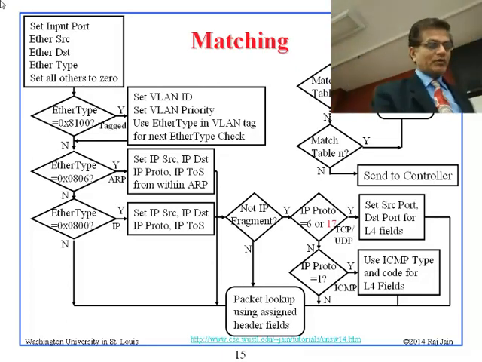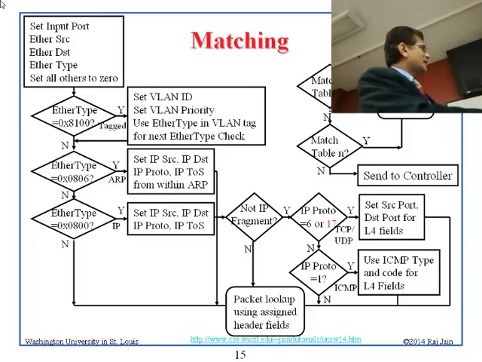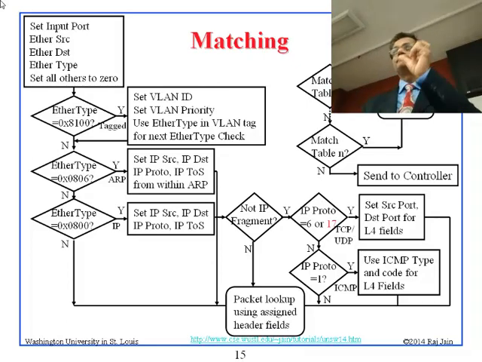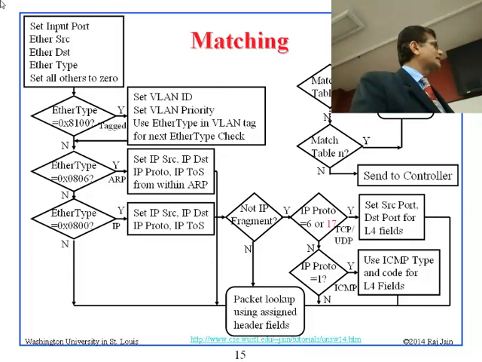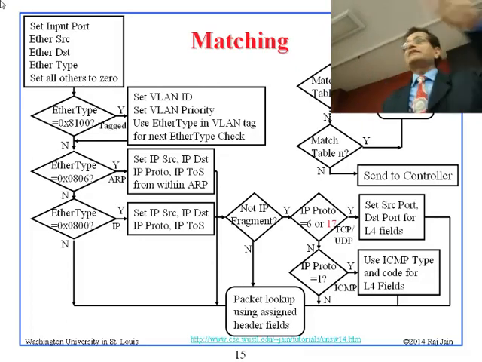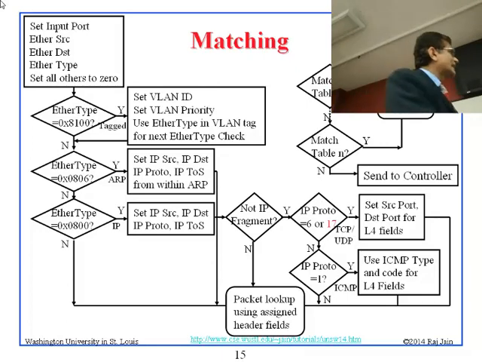All right? So what you have to do is start from the top here. You find out the input port, which is easily available. Basically, it came on wire number 1. And then Ethernet source, Ethernet destination, Ethernet type. You look at those. If the Ethernet type is 8100, which means that this packet has a VLAN tag, right? If it has a VLAN tag, then we find out the VLAN ID and VLAN priority. And now take the Ether type from inside, because the VLAN tag has an Ether type too. You take that, and that is what you use here. If this was not a VLAN, then you take the Ether type from here and see if it is 0806.